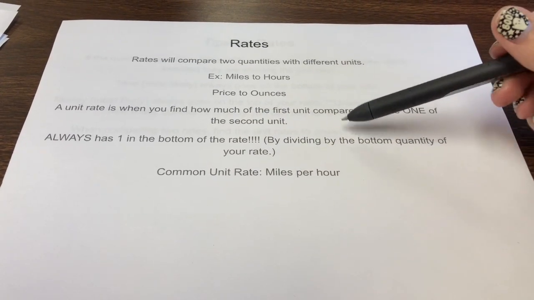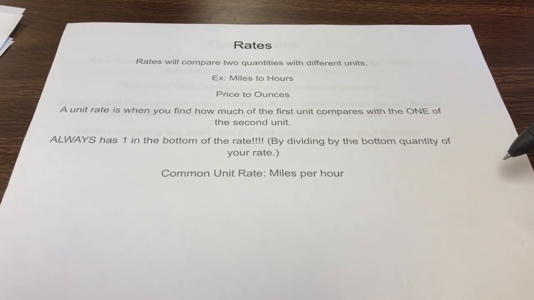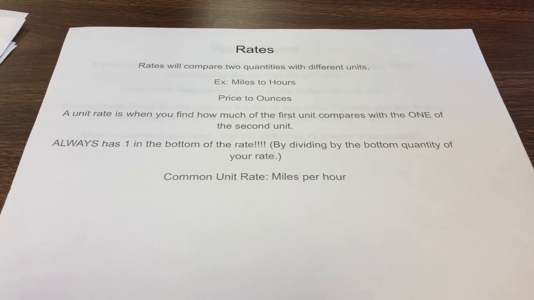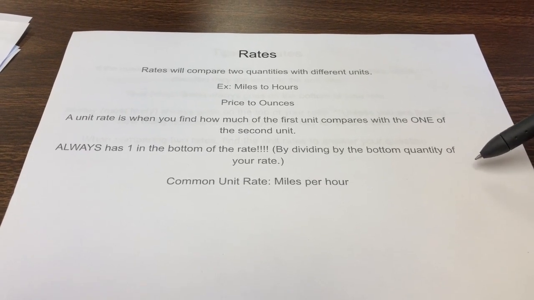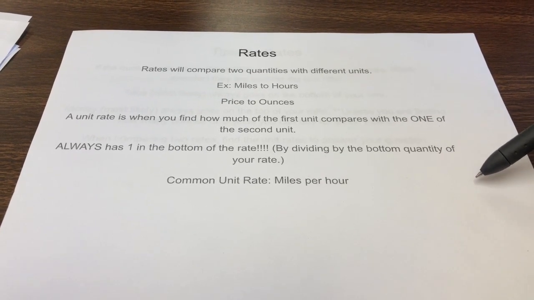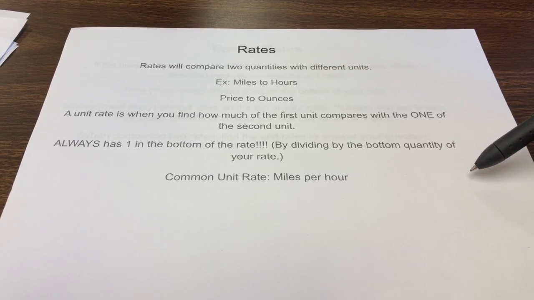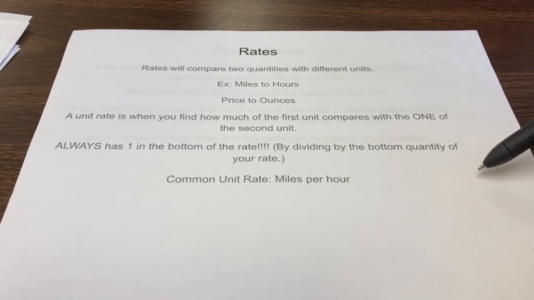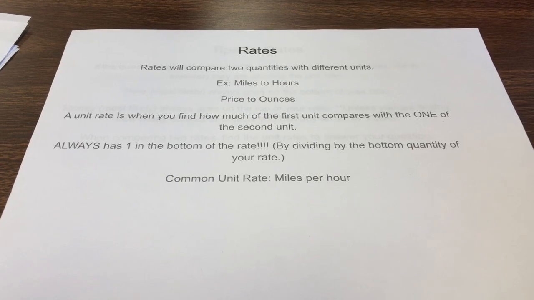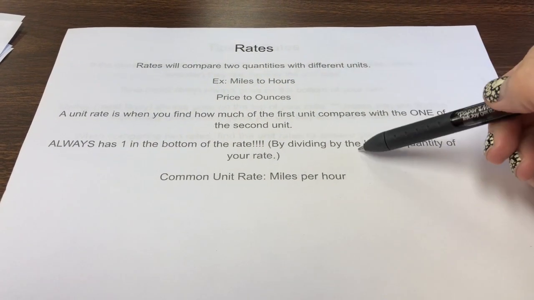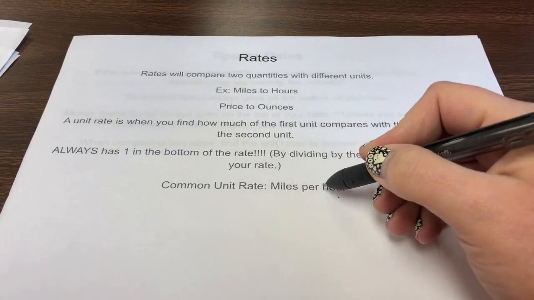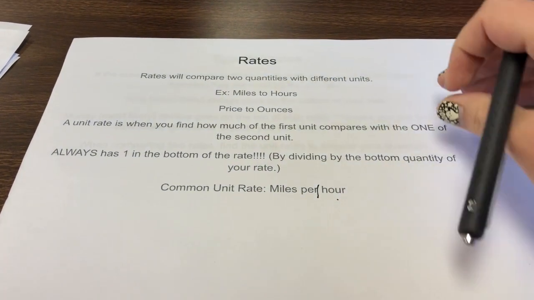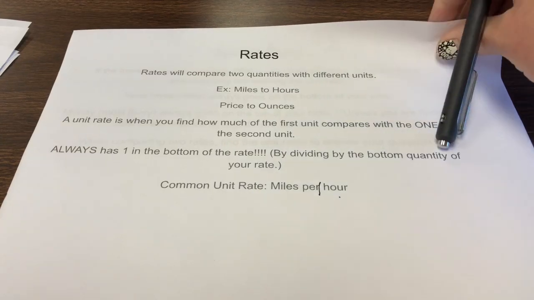All right, and here's the thing. When you see unit rates, it always has 1 in the bottom of the rate. And to get that, you divide by the bottom quantity of your rate. Whatever number is in the bottom, you have to divide by that number. And what you do to the bottom, you do to the top. And just like I was saying, miles per hour. If you see that per hour, that's a single 1 hour. So you should automatically think of unit rate.